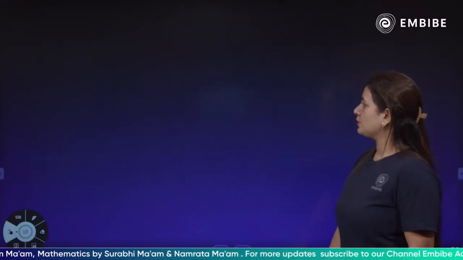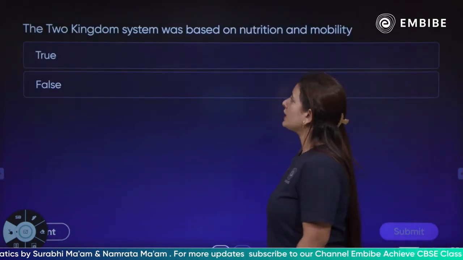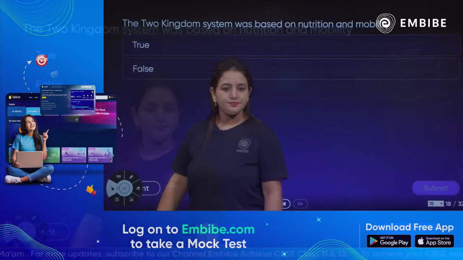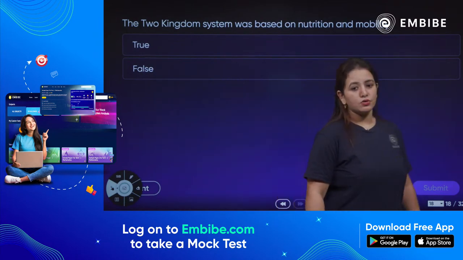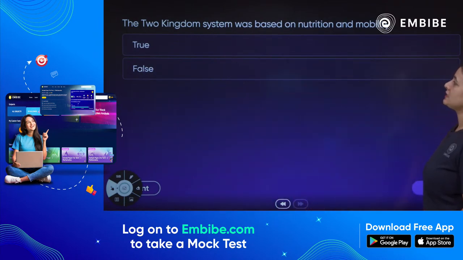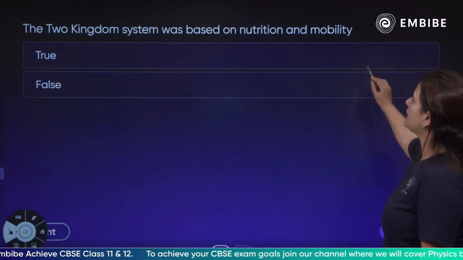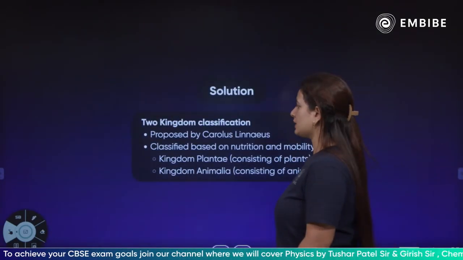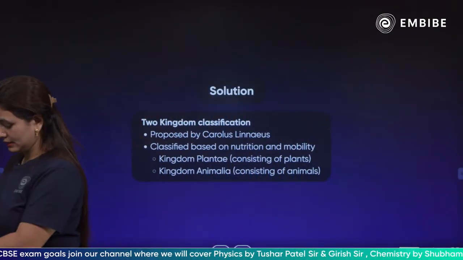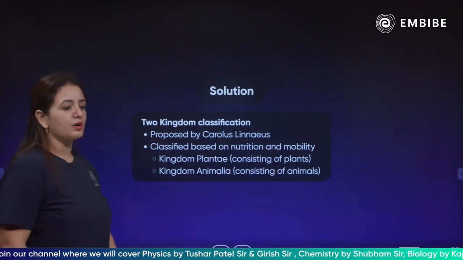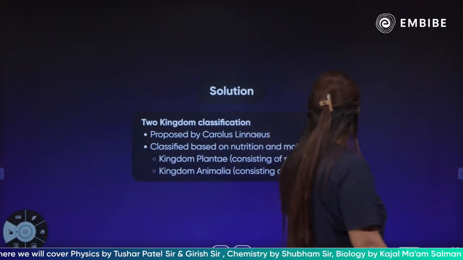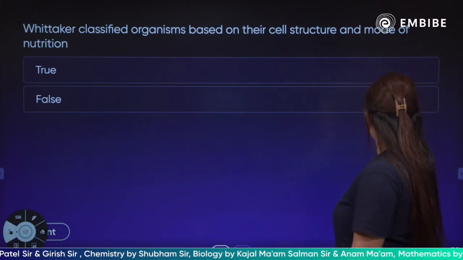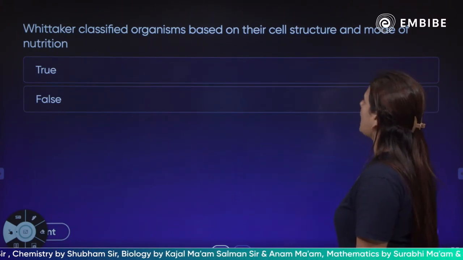Okay, next, going to talk about, there is a question: the two kingdom system was based on the nutrition and the mobility, true or false. The two kingdom classification was based on the nutrition and the mobility. It is true. Yes, it is absolutely true. It was based on the two kingdoms, which was given by Carolus Linnaeus, and it was based on the nutrition and the mobility.